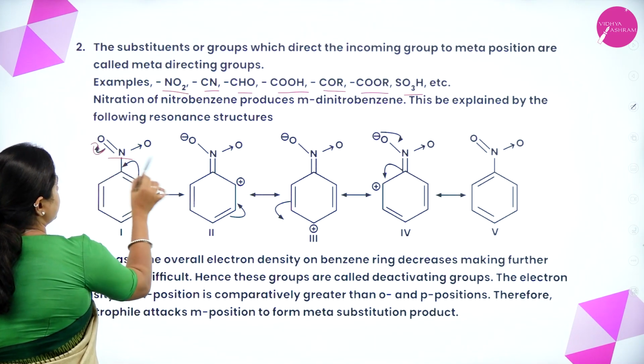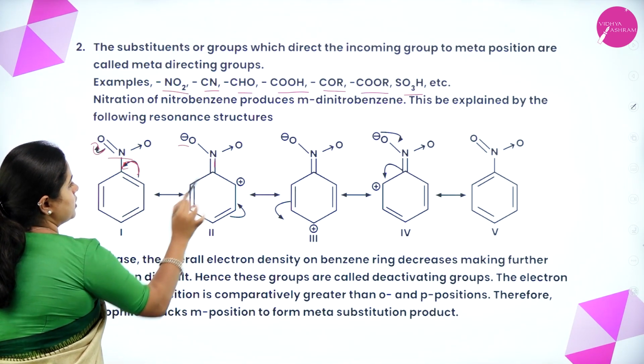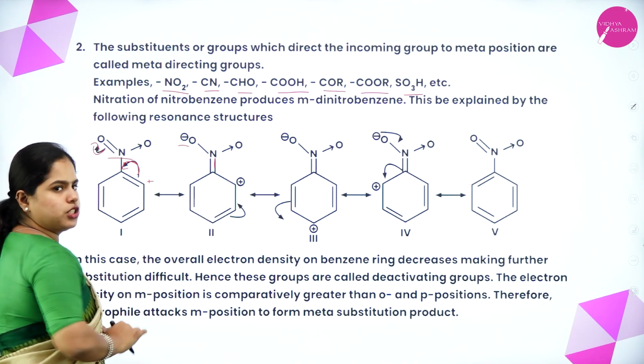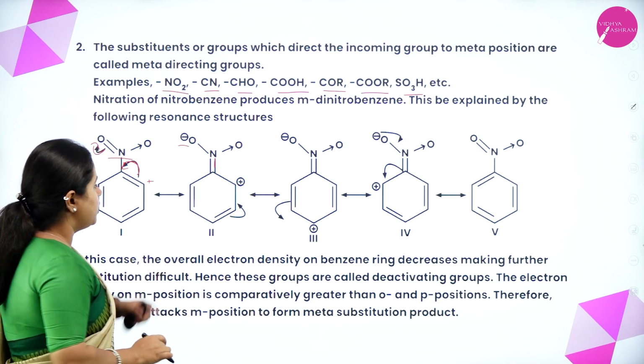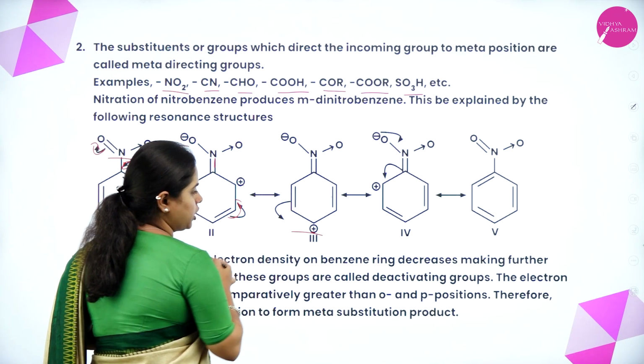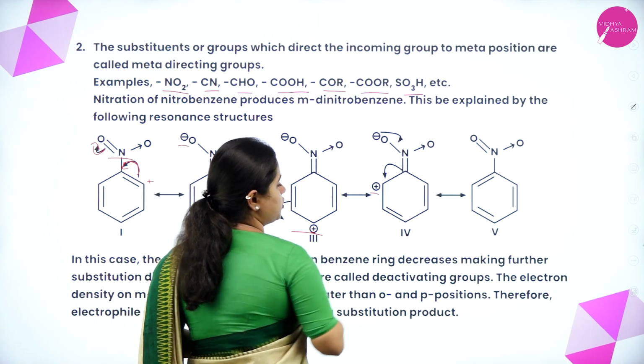This double bond shifts here and you will get a negative charge here. And the double bond shifts here. What happened? This will become a double bond. As the double bond shifted here, you will get a positive charge here, which is shown here. Right. Okay. Now what happens? This double bond will shift here. The double bond will come here. The positive charge will come here. Now in the next step, the double bond shifts here and the positive charge comes here.